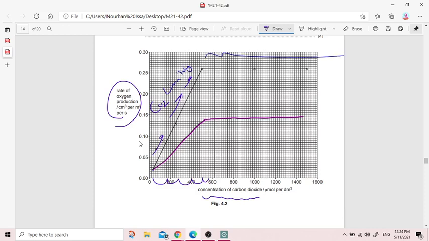But what about this part? I continue to increase CO2, but the photosynthesis is not increasing. This means the CO2 is not limiting. It is not the problem. So what is? Another factor will be limiting. Maybe the light, maybe the temperature. It needs to be increased so that the photosynthesis can increase again.